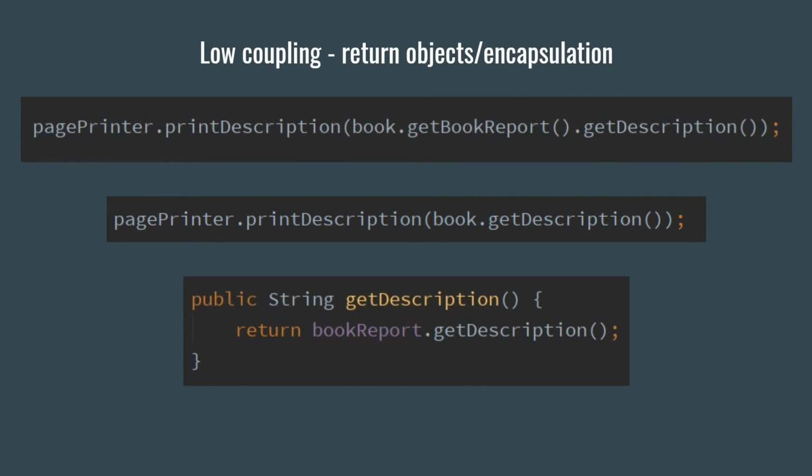So maybe we should have a getDescription method in the book class and let the book object handle its own internals and state. It's good to always have in mind the fact that you should minimize coupling. It's best if objects know a lot about themselves and little about the outside world.